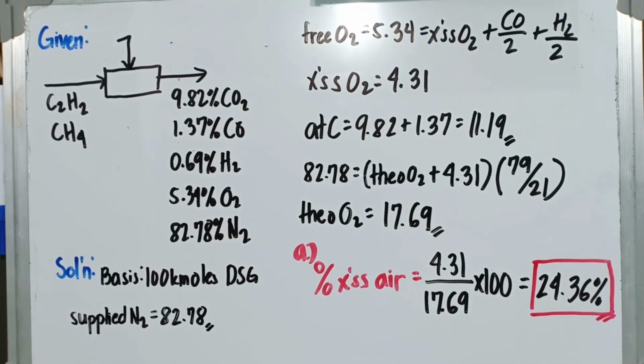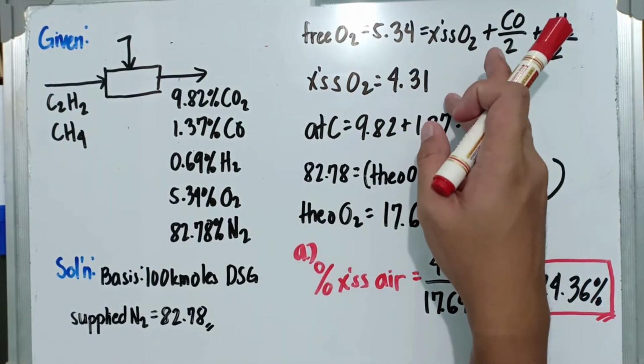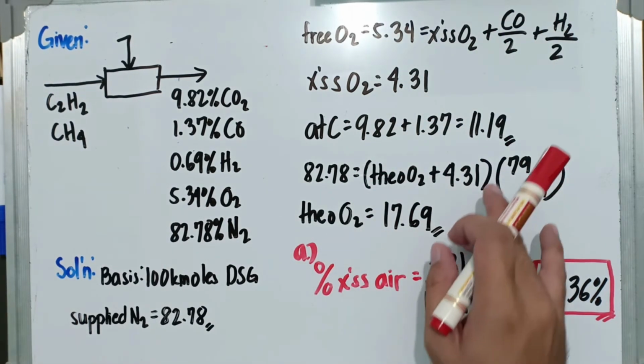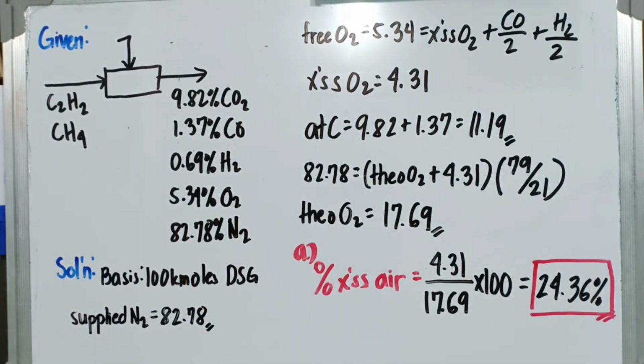Again, for case 2, it's very easy to get percent excess air. If you can see, we can already get that just by getting our excess O2 and our theoretical O2. We don't have to get our atomic C first, but getting atomic C is fairly easy as well, especially if the carbon dioxide and carbon monoxide are already given. In any case, that should be it for letter A.